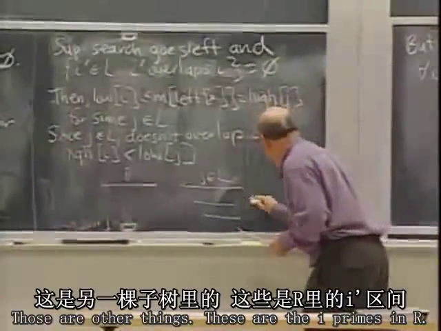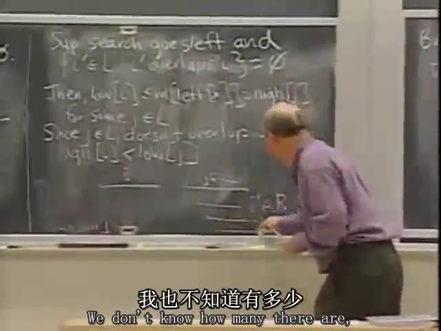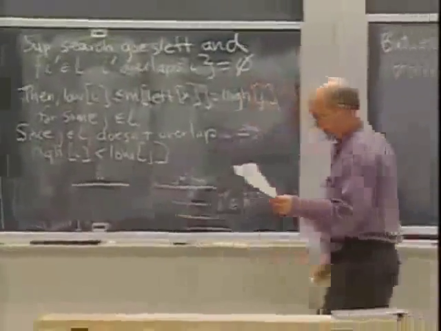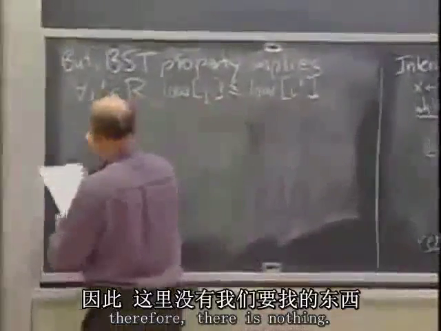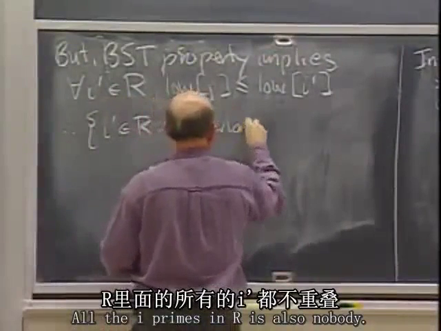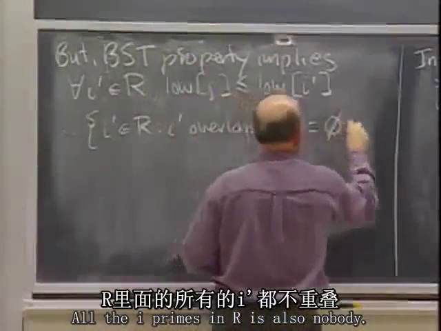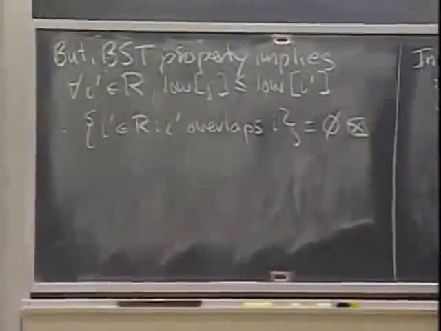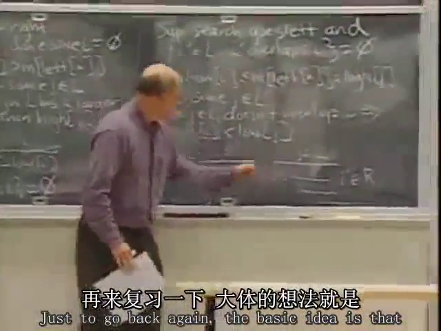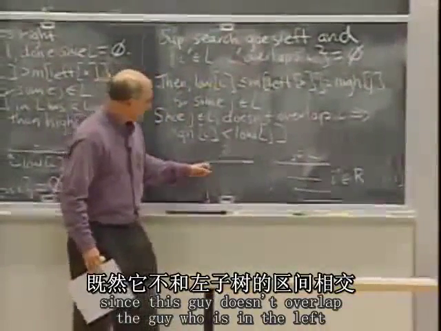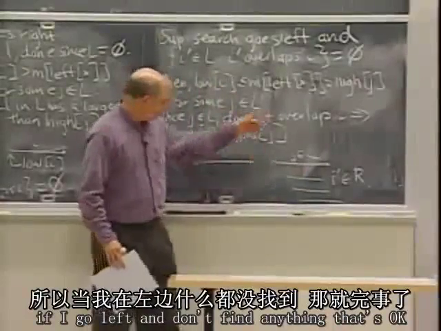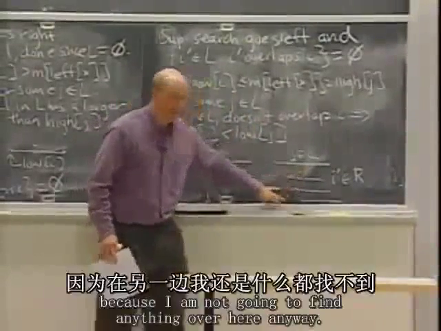These are the I primes in R. Okay? We don't know how many there are, but they all start to the right of this point. So they can't overlap I either. Okay? So therefore, there's nothing. All the I primes in R, that's also nobody. Okay, so just to go back again, the basic idea is that since this guy doesn't overlap the guy who's in the left, and everybody in the right is going to be further to the right, if I go left and don't find anything, that's okay, because I'm not going to find anything over here anyway. They're not going to overlap.